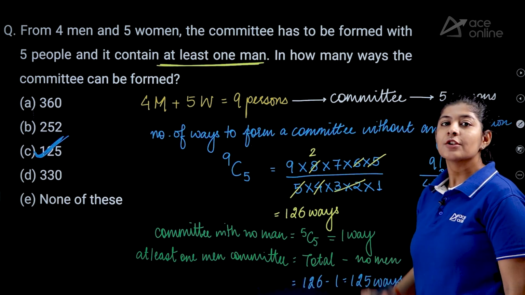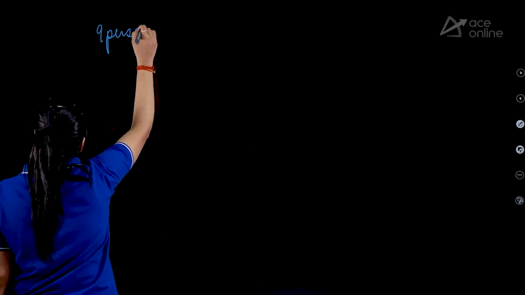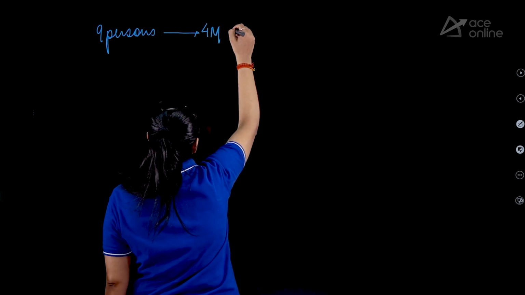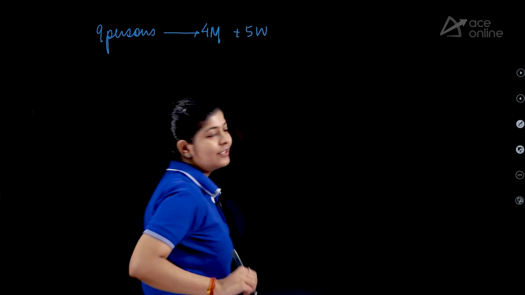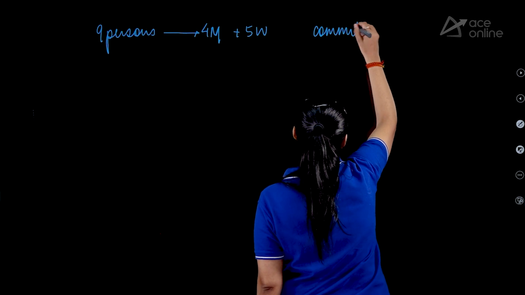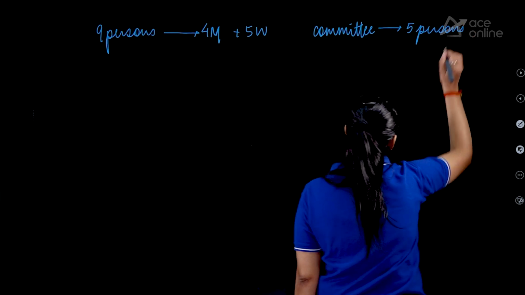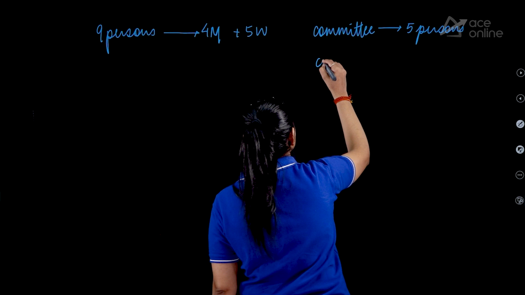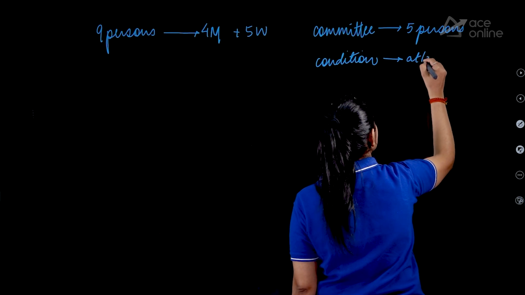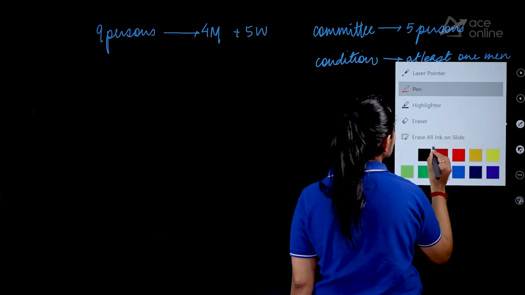There's one more method. So the question says that basically you are having 9 persons, and in these 9 persons, 4 are men and 5 are women. And you want to create a committee of 5 persons. And in these 5 persons, you need at least one man. The condition says that at least one man.